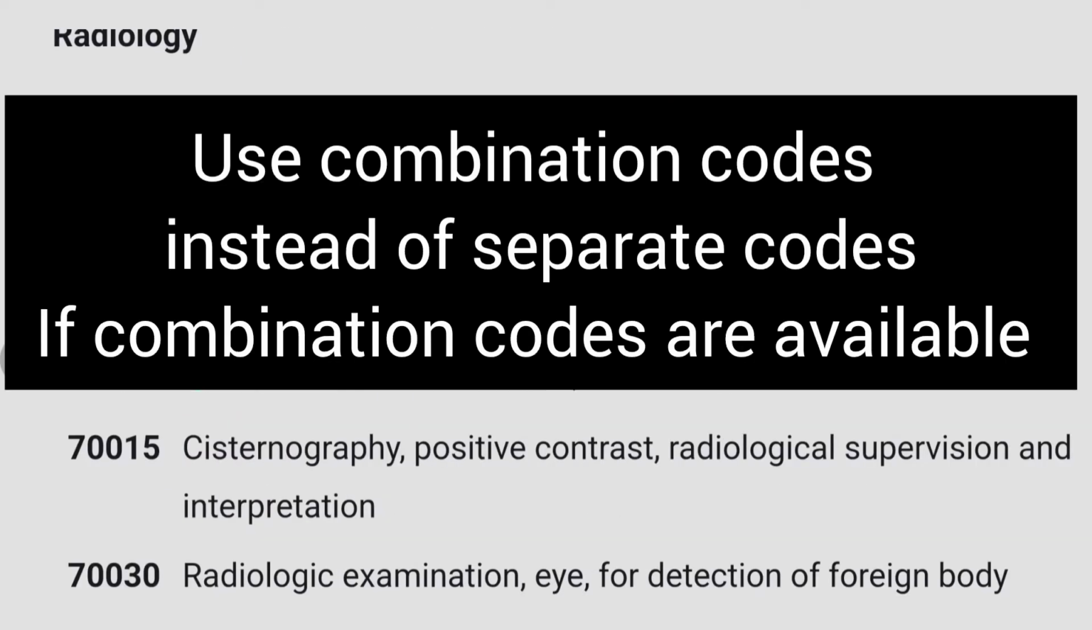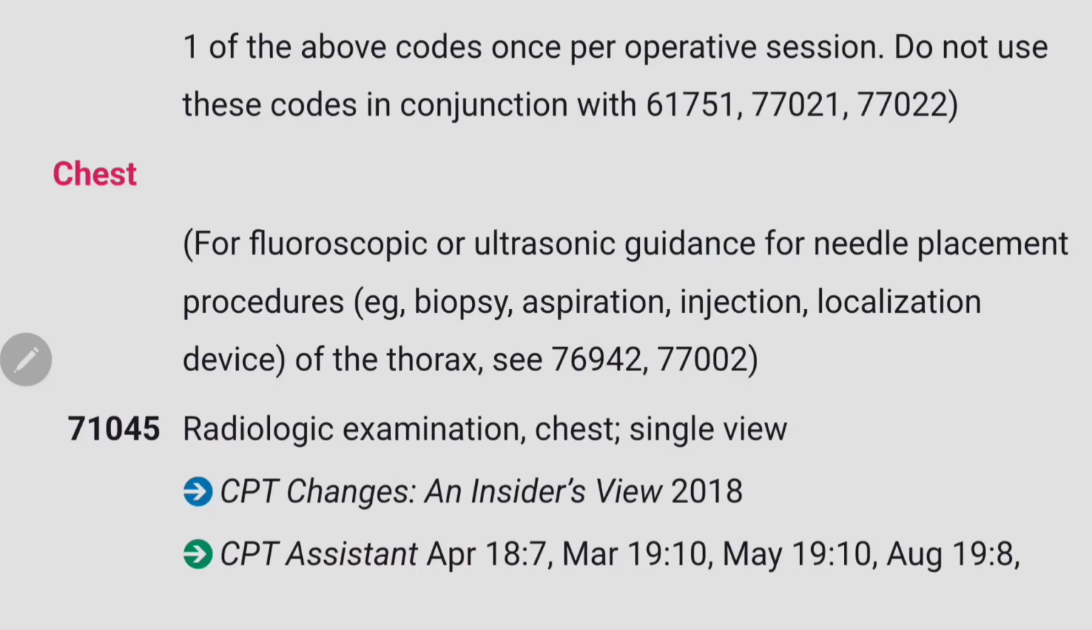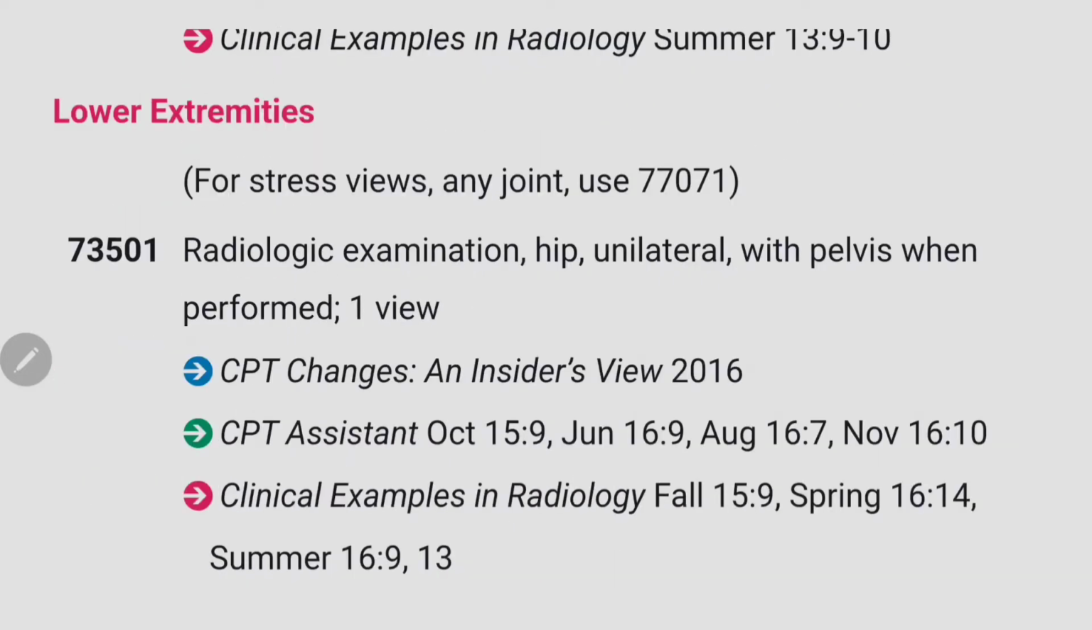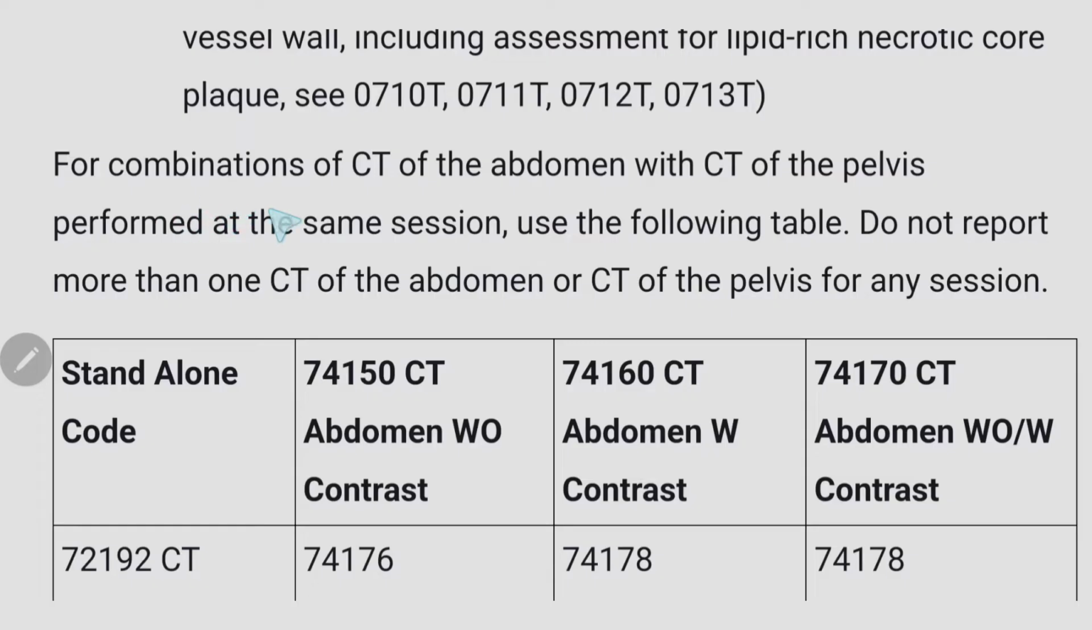Another important guideline in the radiology section is that we have to use combination codes instead of separate codes if a combination code is available. We have diagnostic radiology codes for different anatomic locations, that is head and neck, chest, spine and pelvis, upper extremities, lower extremity, abdomen. Under Diagnostic Radiology Services for abdomen, we have a table for combinations of CT of the abdomen with CT of the pelvis. CT is computed tomography, performed at the same session using the following table.